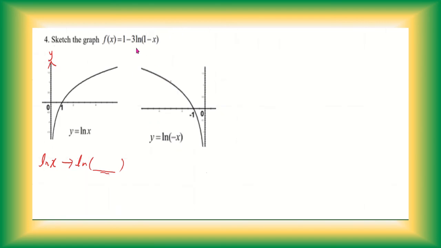After the reflection, we should go to enlargement, but here we don't see any number multiplied with x, so we don't do any enlargement. Then translation: since that is a positive 1 here, it means we need to do translation either to the left or to the right. To determine this, we make it equal to 0, and we find that the value of x is equal to 1.